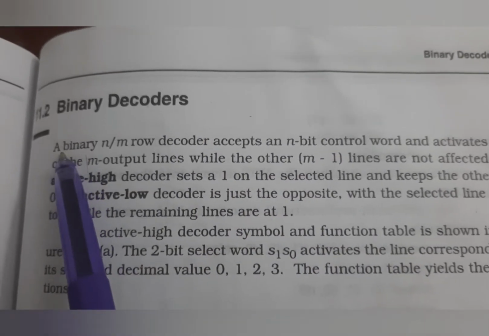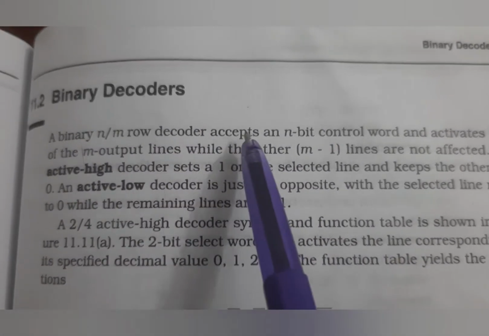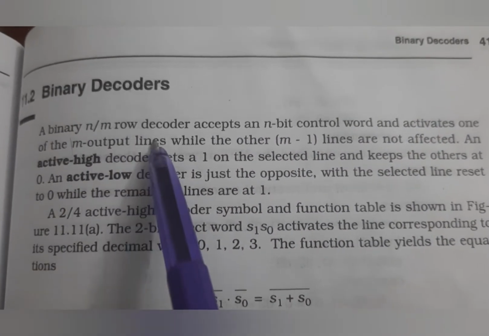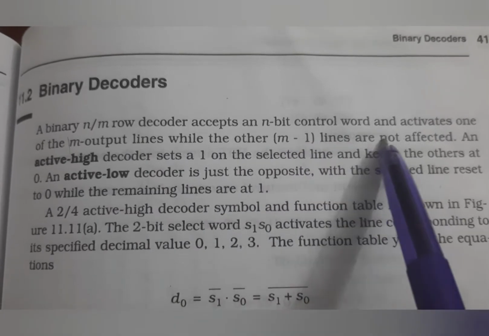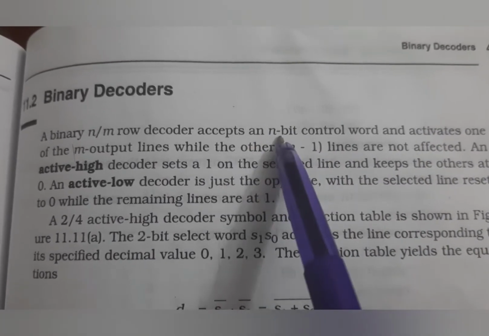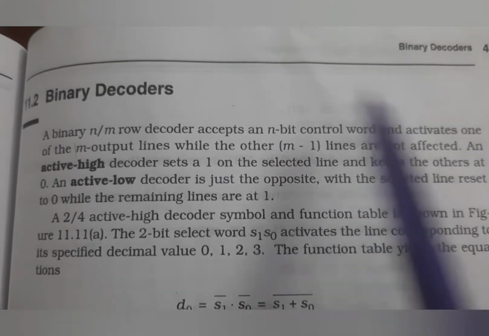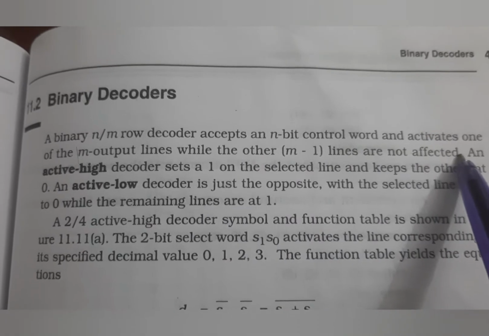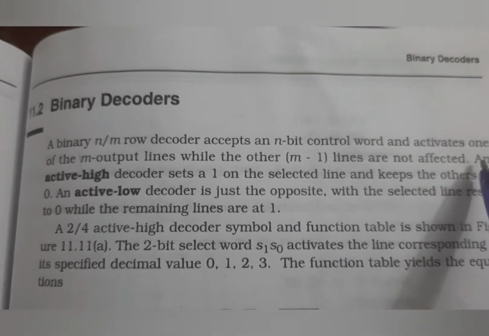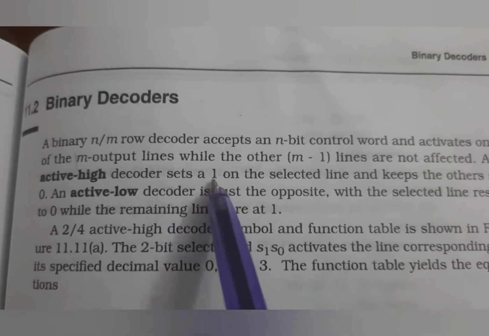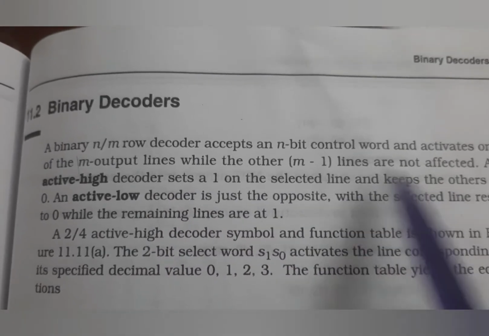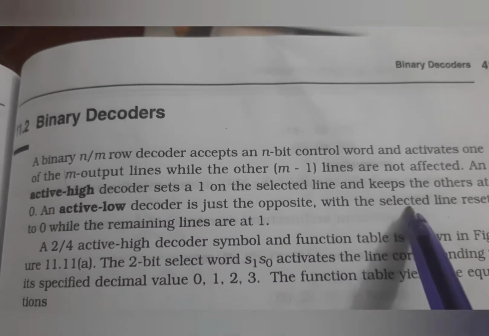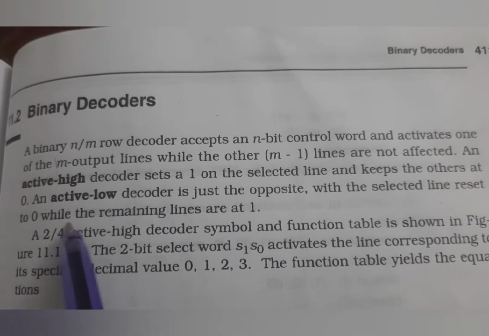A binary n-to-m decoder accepts an n-bit control word and activates one of the m output lines while the other m-1 lines are not affected. There are two types. An active high decoder sets a 1 on the selected line and keeps the others at 0. An active low decoder is the opposite, with the selected line reset to 0 while the remaining lines are at 1.